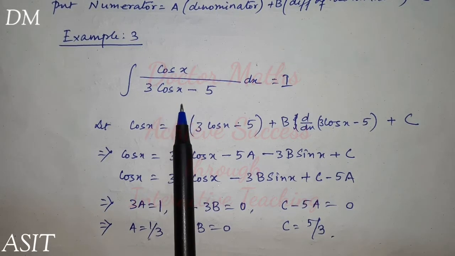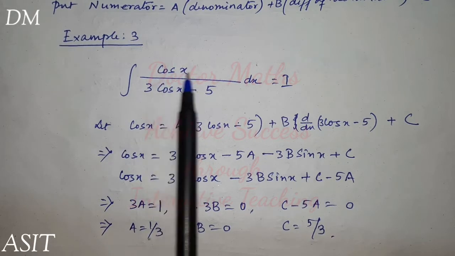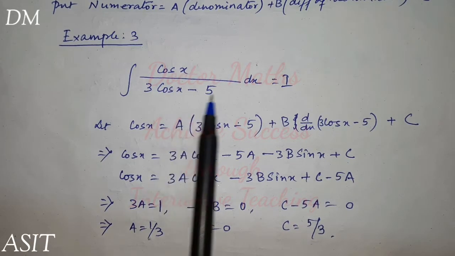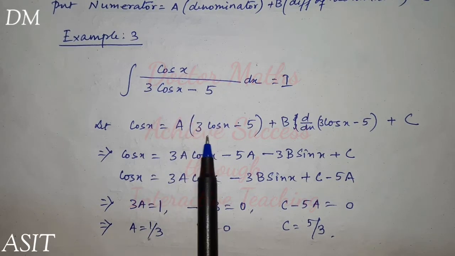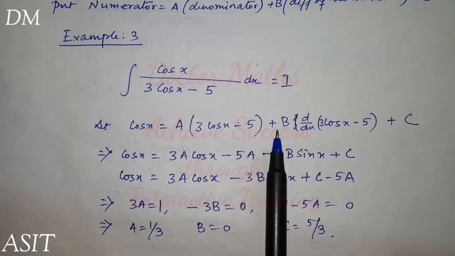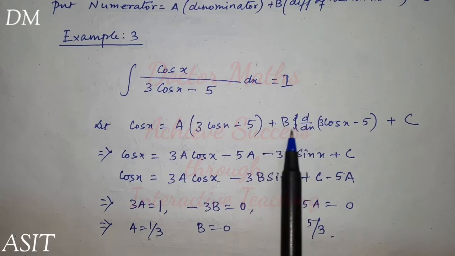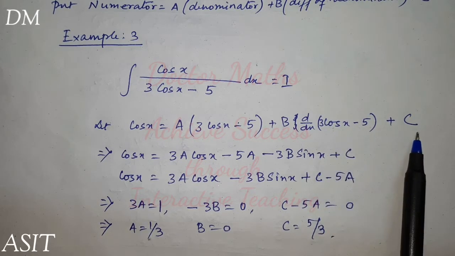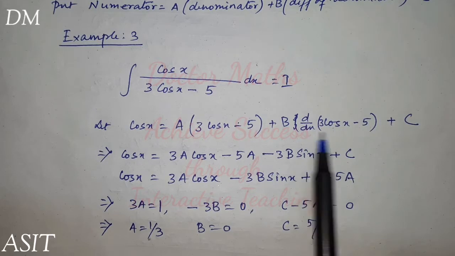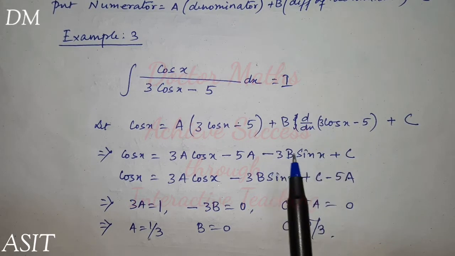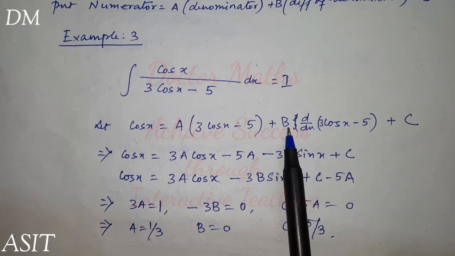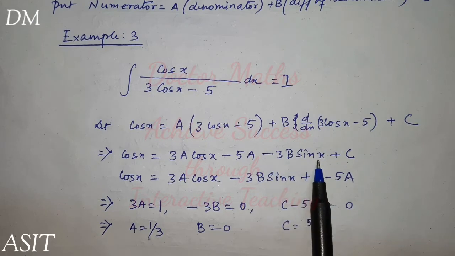Now as per the rule, what should I do? I will write the numerator as a constant a into the denominator, which is 3 cos x minus 5, plus b, another constant, into the differentiation of the denominator, plus a constant c. If I differentiate that, it will be minus 3 sin x. Along with this b, it will become minus 3b sin x.